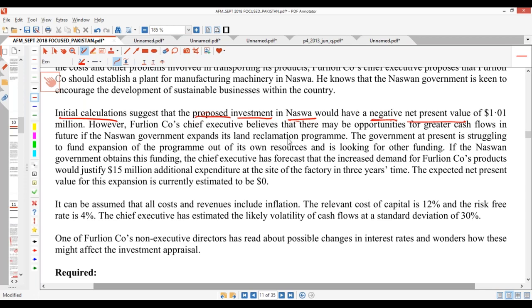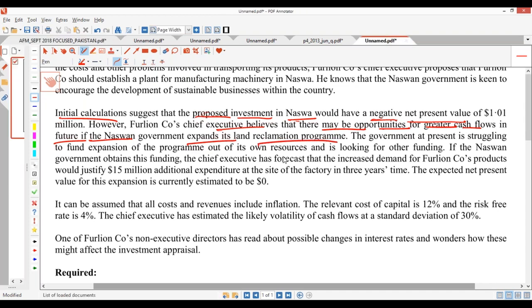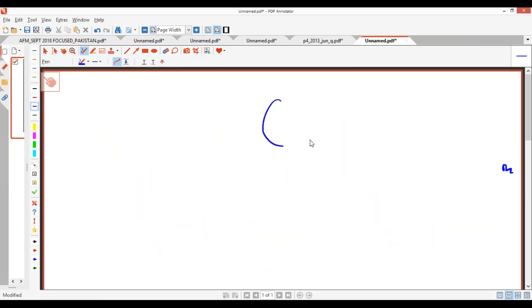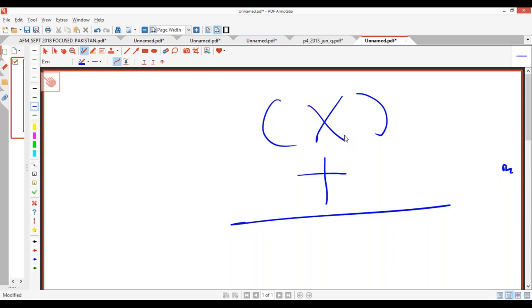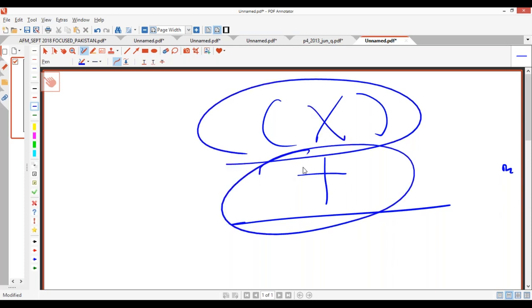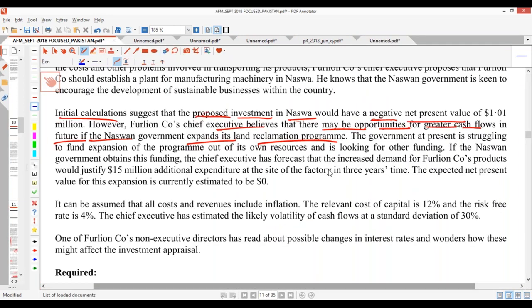However, Furlion chief executive believes there will be opportunities for greater flow in the future if Naswan government expands the land reclamation program. It can be negative, like what we did just now for Balut's offer, it was negative. Then you got a positive to add on. This is what you do for option to abandon and option to expand. Like in this case, you take your original phase 1, then you add in the phase 2 inside there. Phase 1 and phase 2. Yeah? Okay.